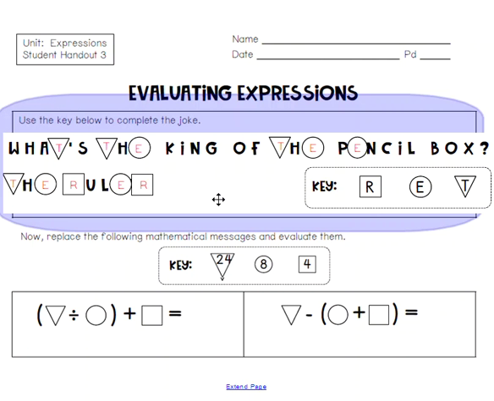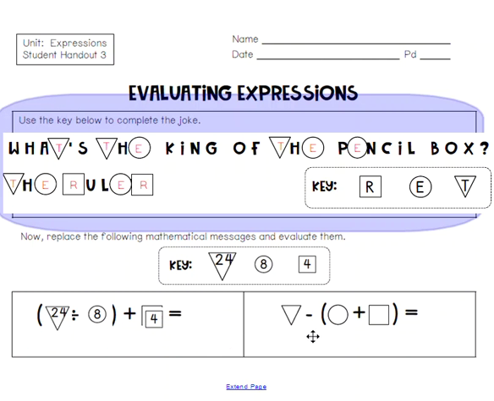Now, this can also be true with math problems. Like if you look down here, now replace the following math messages and evaluate them. Well, if I see that that's a triangle, then that's really a 24 according to the key. And then that's really going to be an 8 right there. And that will really be the square, which has a value of 4. So once I substitute those, now I can solve this problem. And I would realize that this right here is really 3. 24 divided by 8 is 3. So essentially, this is 3 plus 4, which we know to be 7. You should fill that in right now if you haven't yet done so.